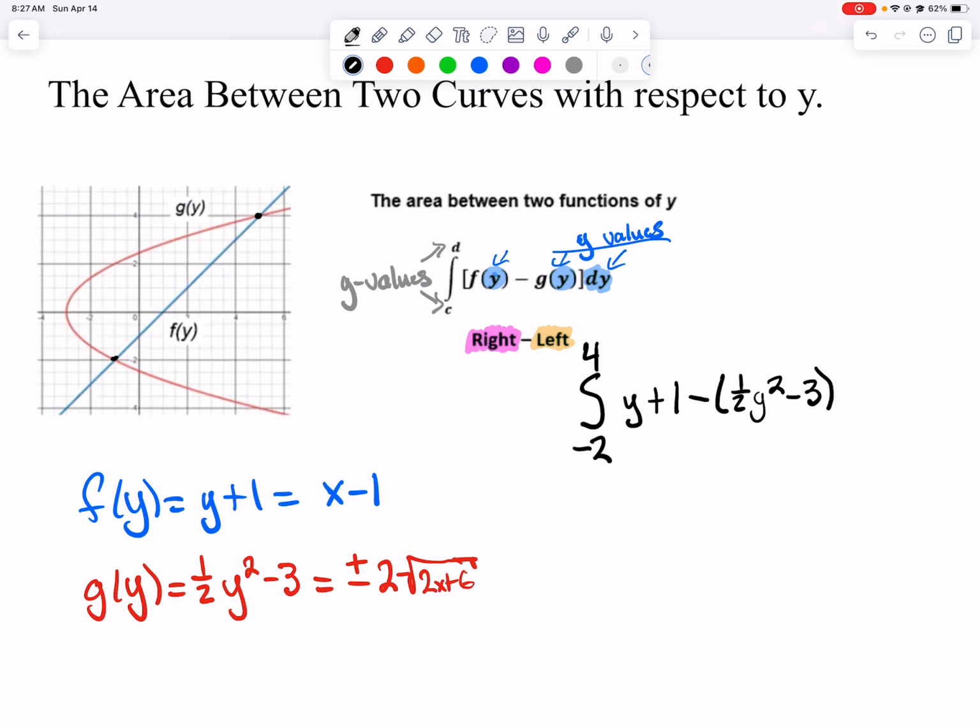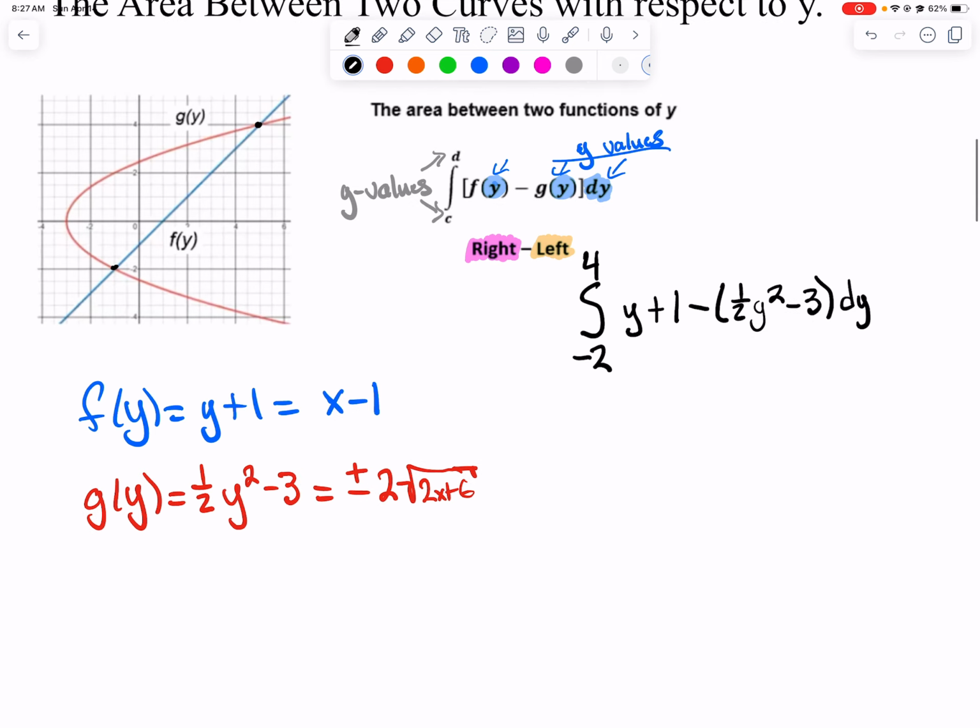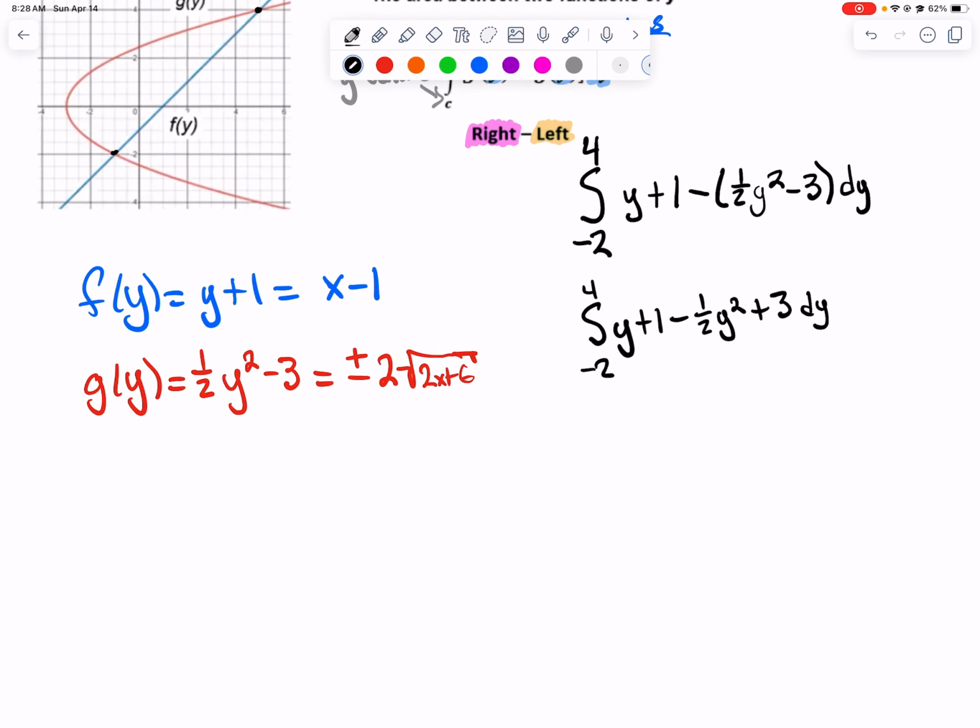And at the end there, it is going to be dy, because we're working in terms of y. Sorry to be so dramatic, but it makes it easier. I'm going to rewrite this quick just to make it simpler. So we have the antiderivative of 4 on the bounds of -2 to 4, y plus 1 minus, which should be my negative there, so minus 1/2 squared. Negative is going to go to the -3 as well, so it's going to be plus 3 dy.